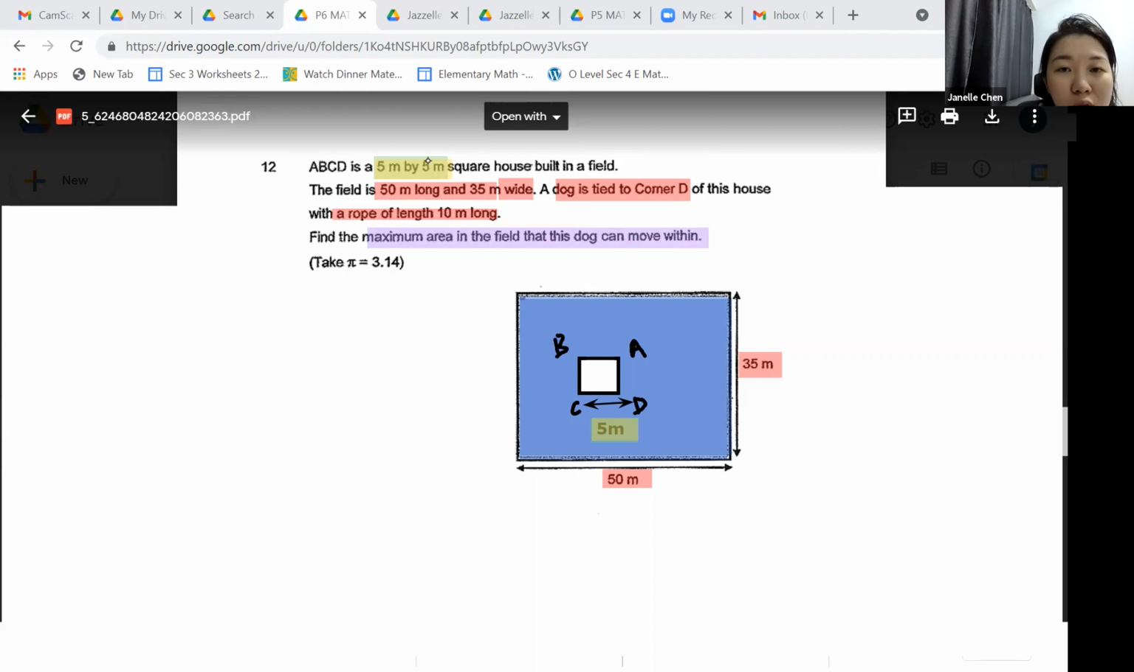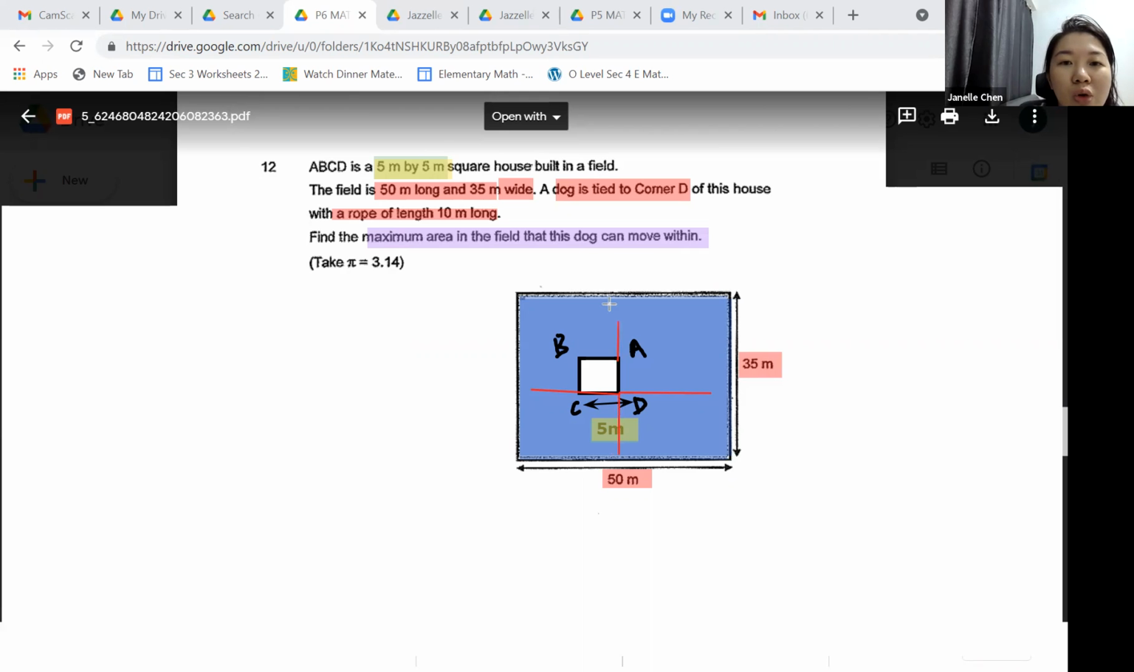So let me try to draw the rope first. I will draw it in red. Since it's twice the length of the square house, I will draw it approximately twice the length of it. So as you can see, it's somewhere here. So the dog will be able to run around twice here and also the other side twice as much as well. And also it will be able to run here as well, and also here as well.